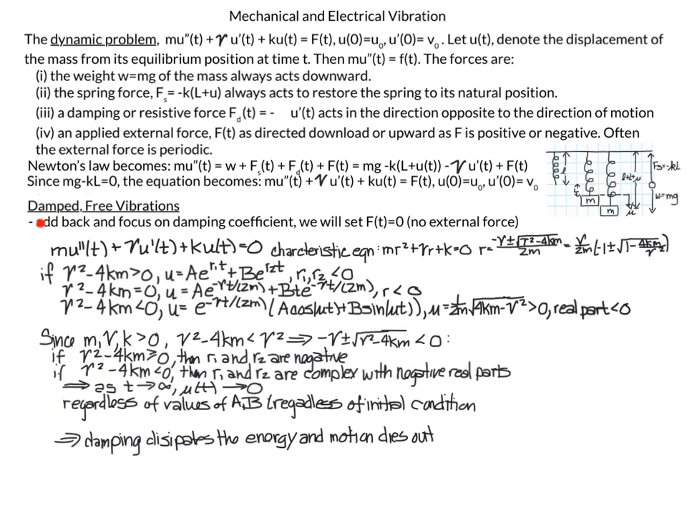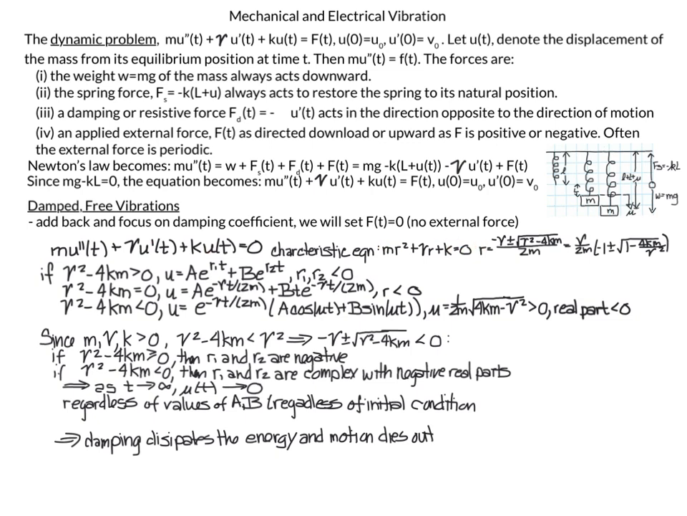Next, we're going to put in damping. So we're going to look at damped free vibrations, and we're going to focus on the damping coefficient. We're going to set it to free vibrations because we have no external force, so capital F of t is still equal to 0. Again, we have our second order differential equation, but now we have damping in here. So we have mu double prime plus gamma u prime plus ku equals 0.